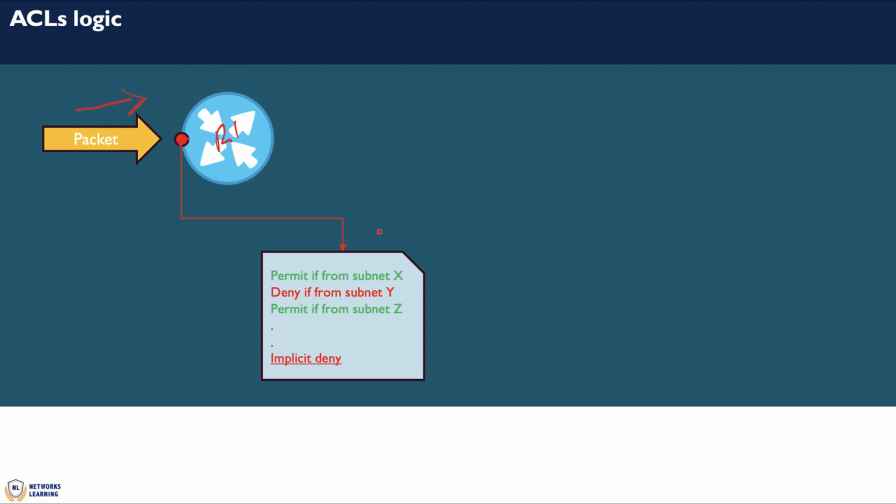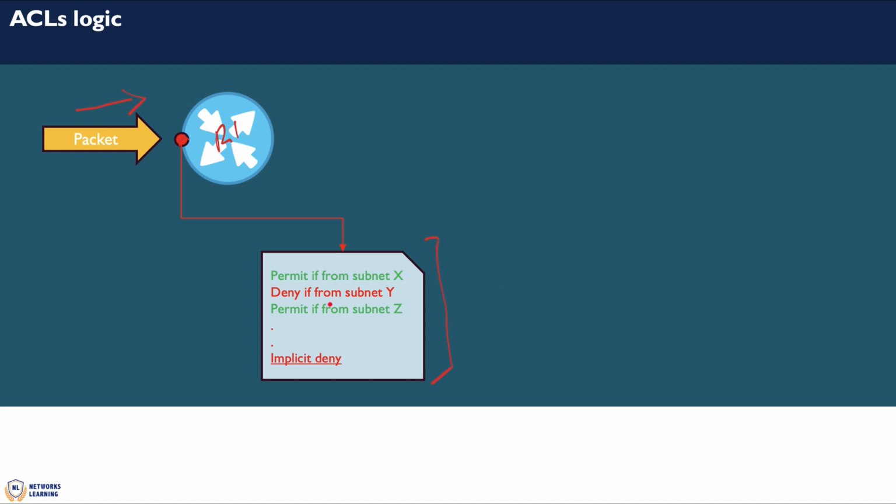And here you will have an access list that is defined with certain criteria. For example, it would be permit the packets or the flow if from subnet X, deny the traffic if it's from subnet Y, permit if it is from subnet Z, and so forth. So this is what the access list will broadly look like. It will be a list of statements that are in a certain sequence.